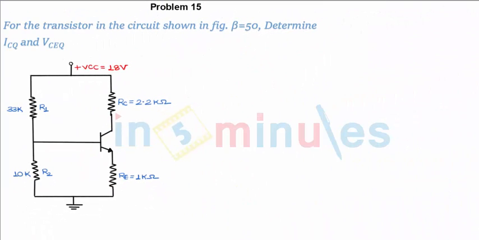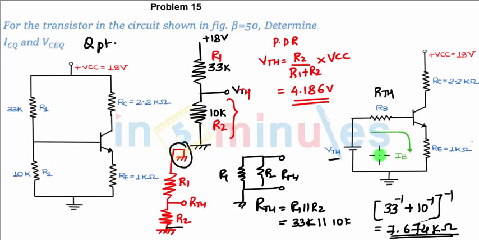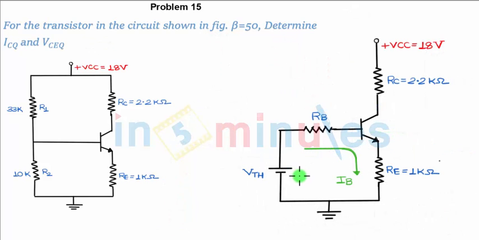Now since we know VTH and RTH, we can find the value of IBQ. How? When you apply KVL in the base loop, what will be the equation? Total voltage is VTH minus voltage at this point, VBE. The current flowing through RE is IE, current flowing through this is IB.